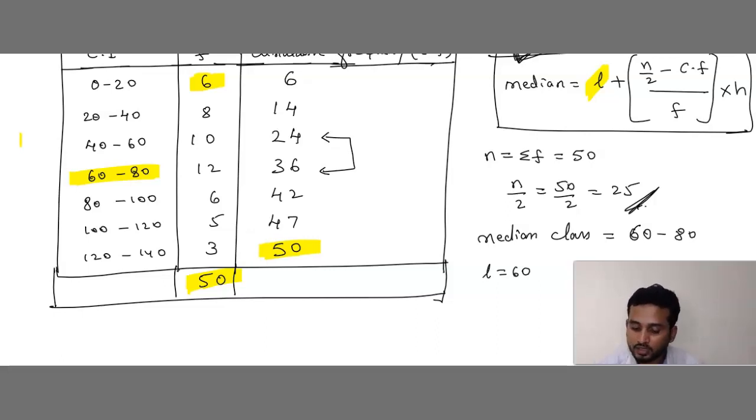Next, come to the next point. n by 2 we already have, leave that. Next we need the cumulative frequency. To find the cumulative frequency, just go up from 36. From 36 we got one number, so leave 36. Next go to the top number. What is the top number? 24. That is the cumulative frequency, 24.